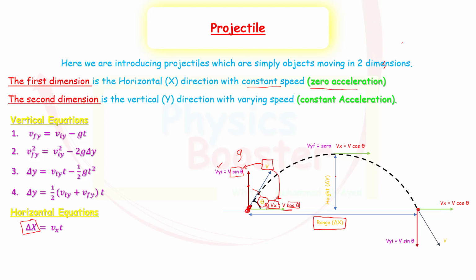Now, the vertical distance, well, it's varying. As you can see, it starts from 0, it keeps on increasing, then it reaches this point, then it goes back to its original position.